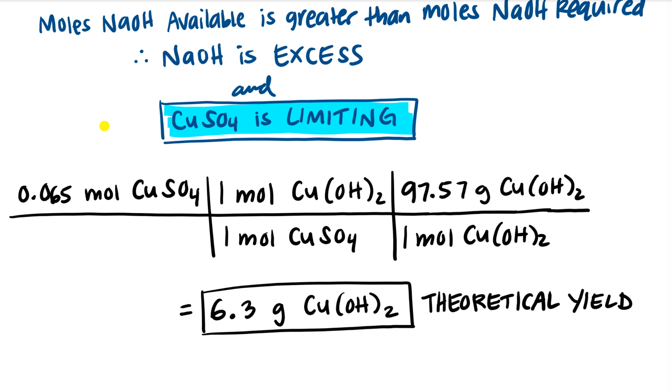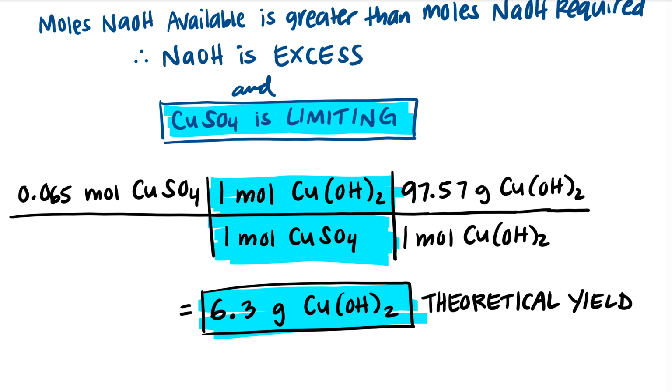I then use stoichiometry and that mole ratio, the coefficients from our balanced equation. For 1 mole of copper hydroxide, 1 mole of copper sulfate is required, a 1-to-1 ratio. And then I just go one more step in my dimensional analysis because this problem asked me to solve for grams of the copper hydroxide, and we get a theoretical yield of 6.3 grams of copper hydroxide. So that's method number 1.